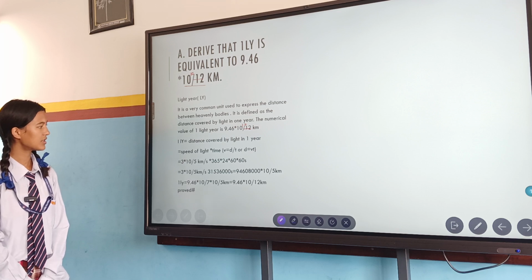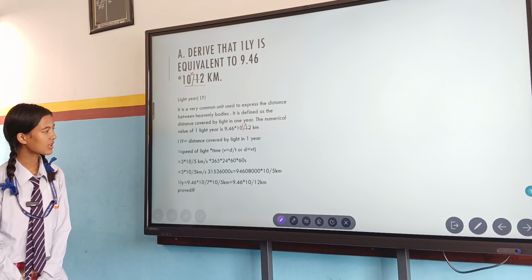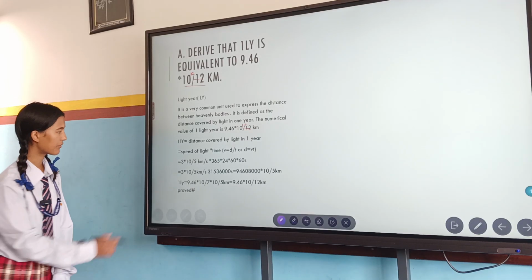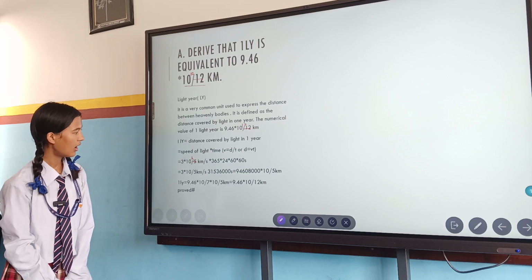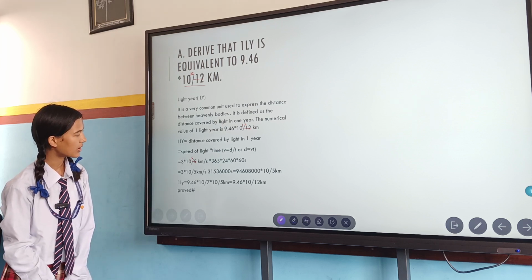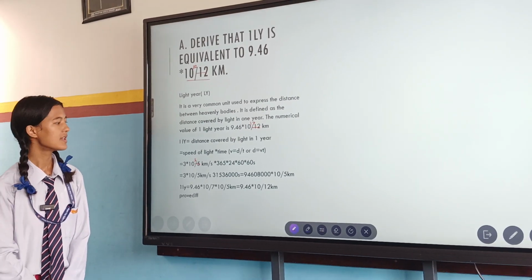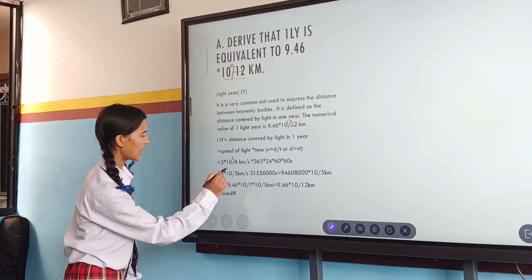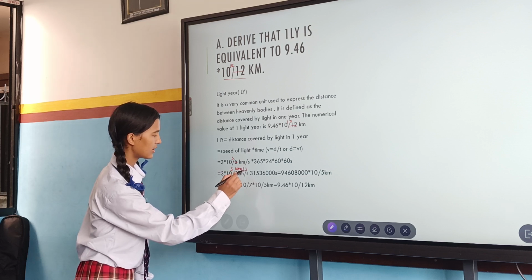Speed of light into time. Speed is equal to d upon t, or d is equal to speed times t. 3 times 10 to the power 5 kilometer per second into 365 into 24 into 60 and into 60 seconds.